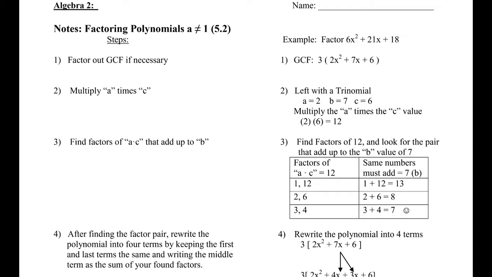Now, instead of finding factors that multiply to c and add up to b, you're going to find factors that multiply to a times c. So I want to know what multiplies to 12 and adds up to my b value of 7. So here are our values that multiply to 12, and they checked each of them for adding up to 7. So the last set works with the 3 and the 4.